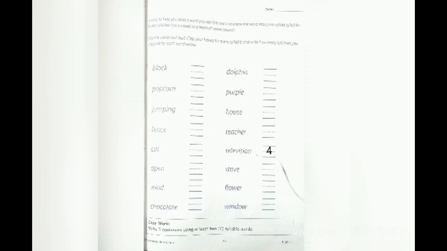Here we have another word, television. How many syllables are there? Television. There are 4 syllables. So we will write number 4 here.